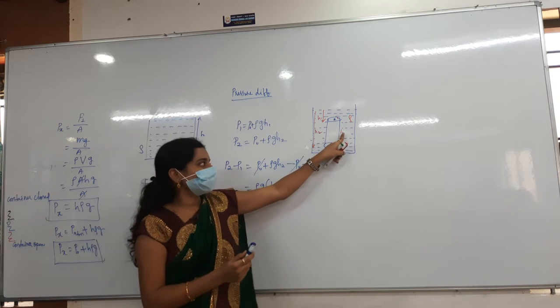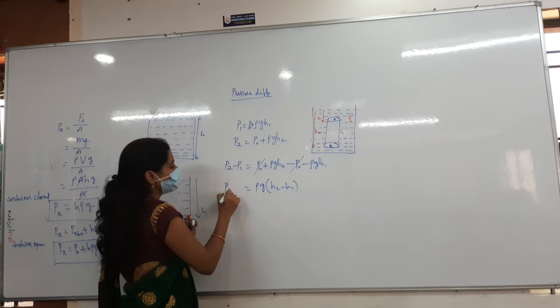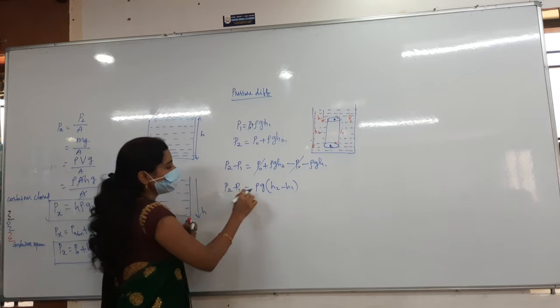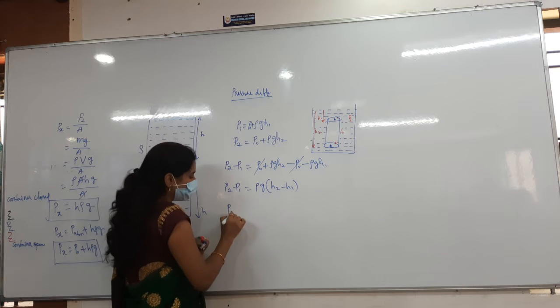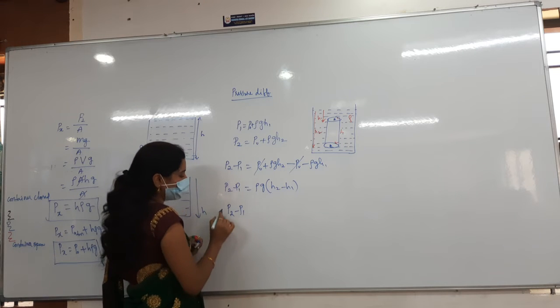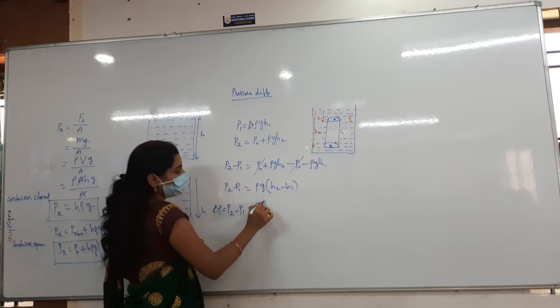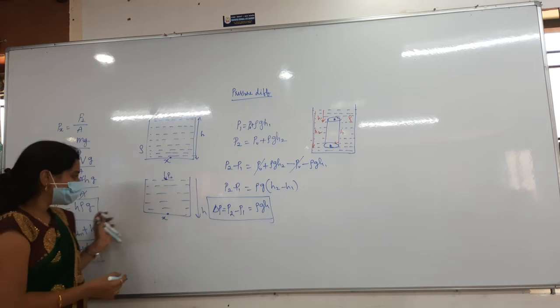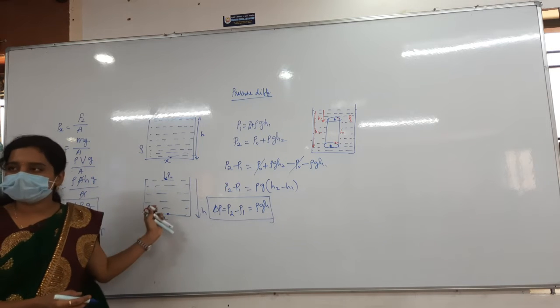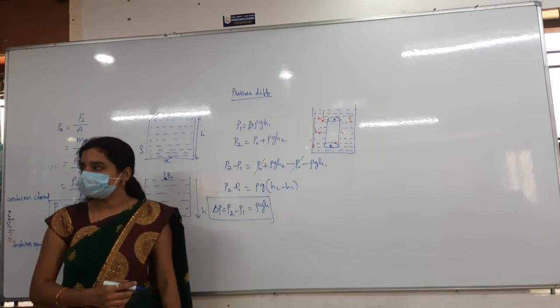Height of the cylinder, how much am I saying here? H. Directly, P2 minus P1 is equal to rho G into H2 minus H1. Otherwise I can write P2 minus P1, the pressure difference, delta P, as equal to rho G into the height of the cylinder. Clear? This height is different, that one is different. This is the height of the container. This one is the height of the cylindrical body, whatever we considered.